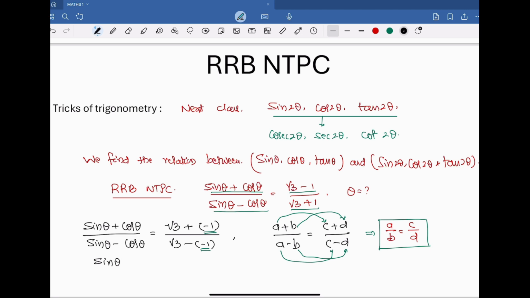Sin theta by cos theta. This is a. This is b. Sin theta by cos theta is equal to, what is C? C is root 3. What is D? D is minus 1. This implies tan theta is equal to minus root 3.